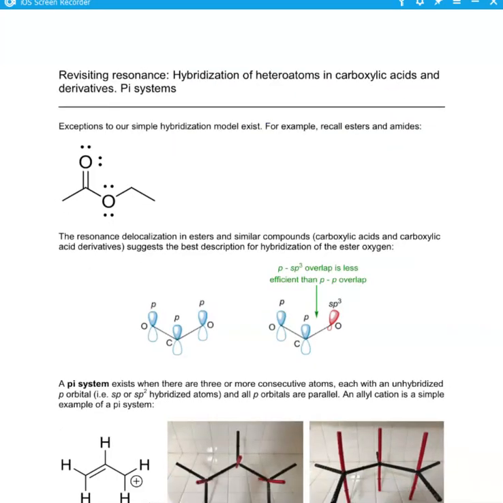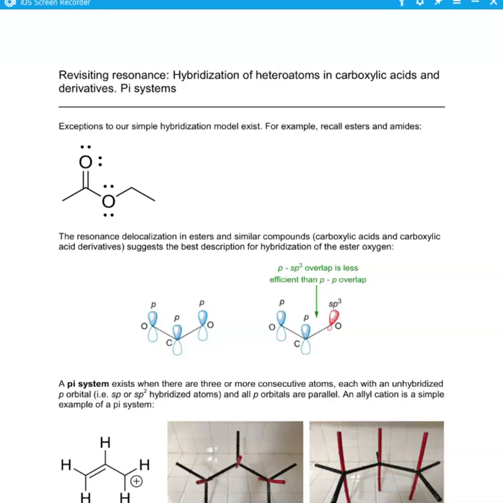Counting the areas of electron density around a particular atom in order to come up with its hybridization state is going to work for you 95% of the time. But the other 5% of the time, there's an exception that you have to be mindful of. So it says here, exceptions to our simple hybridization model exist, but we really just care about one. And that has to do with resonance.